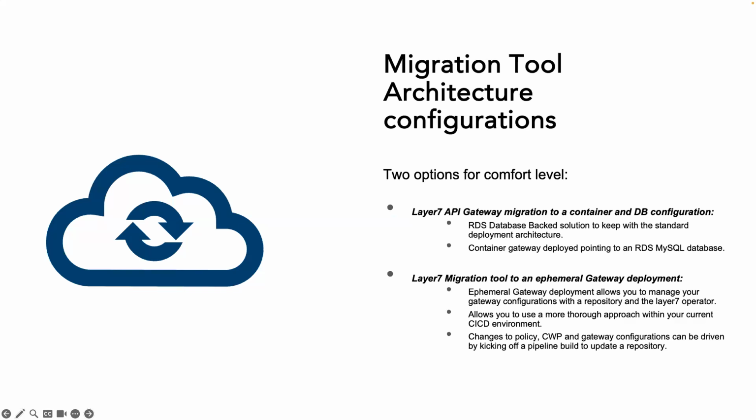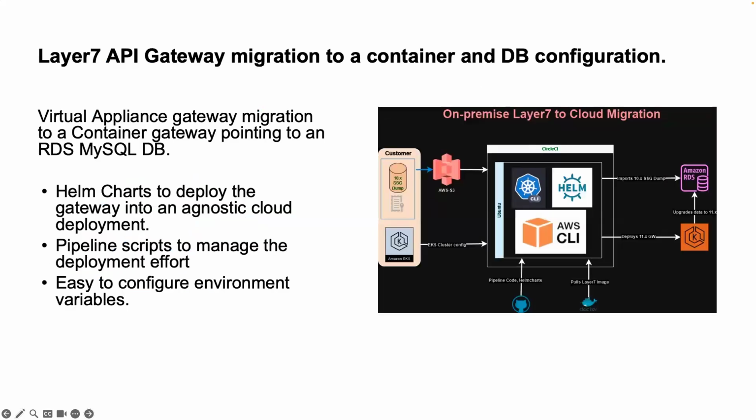Okay, next slide, please. Here is a high-level infrastructure architecture drawing of what the on-premise to cloud migration looks like. On the left-hand side, we require the SSG dump. It could be from your local on-premise SSG dump, and that gets imported to AWS S3, which is storage. The next input we need is AWS EKS, and also the RDS database credentials.